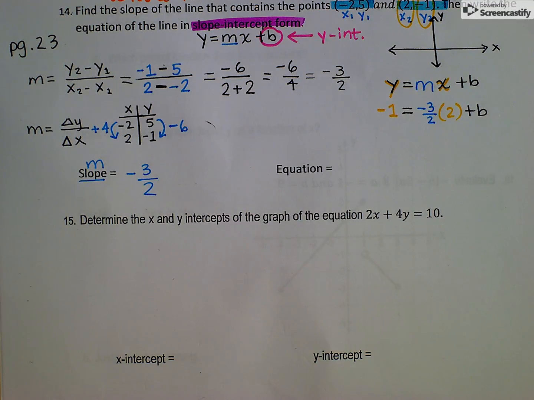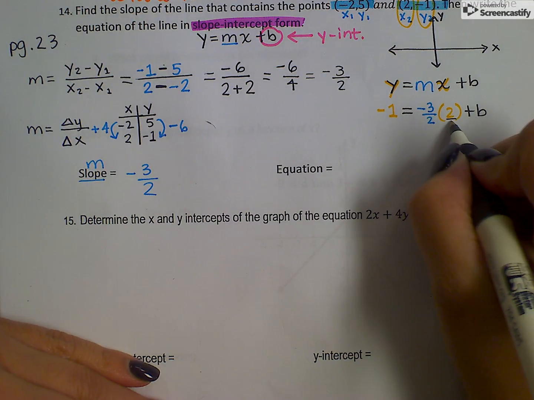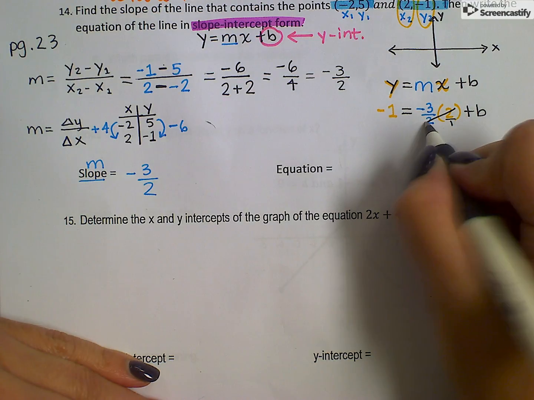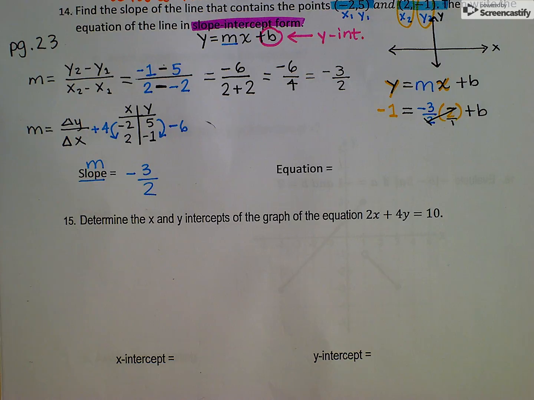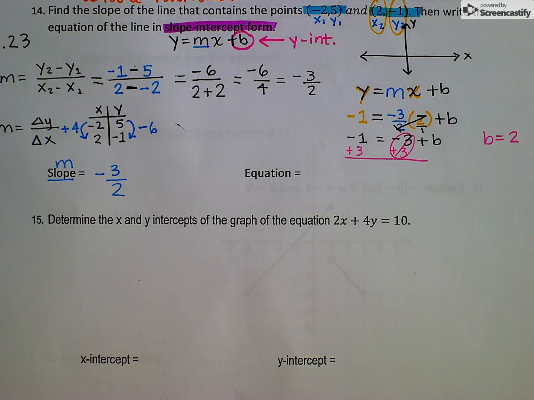I'm actually going to put this over 1 because 2 over 2 reduces to 1, leaving me with negative 1 equals negative 3 plus b, and of course, eliminate that 3 by adding 3 to both sides, leaving me with b is equal to 2. So let's write our final equation in slope-intercept form as y equals negative 3 halves x plus 2. And those are your 2 answers.